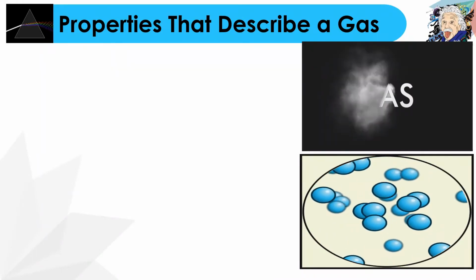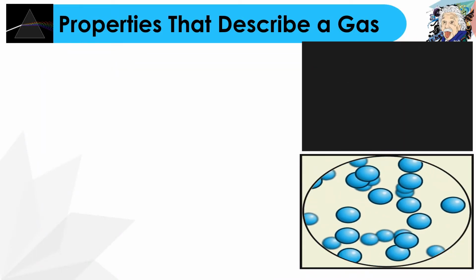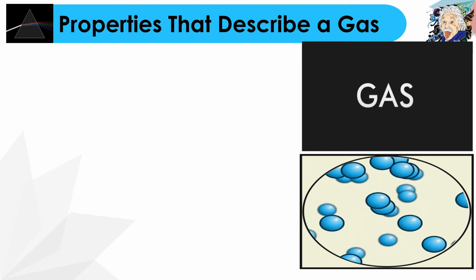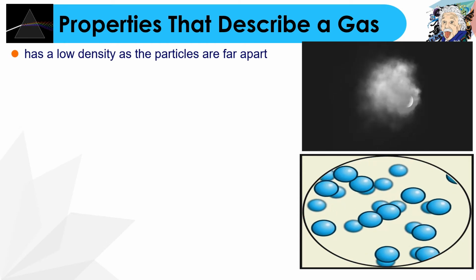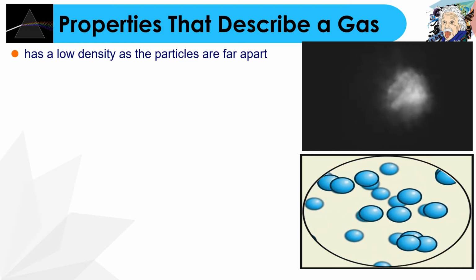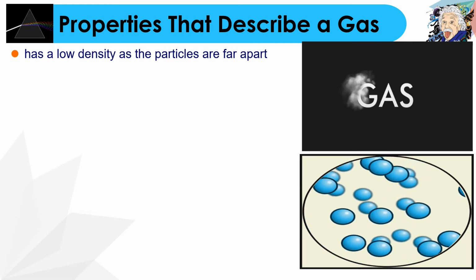Before we would start, let us try first to remember ano nga ba yung mga katangian or properties that describe a gas. Can you still remember? So the first one is it has a low density because the particles are far apart, or yung mga particles niya ay sobrang lalayo sa isa't isa.